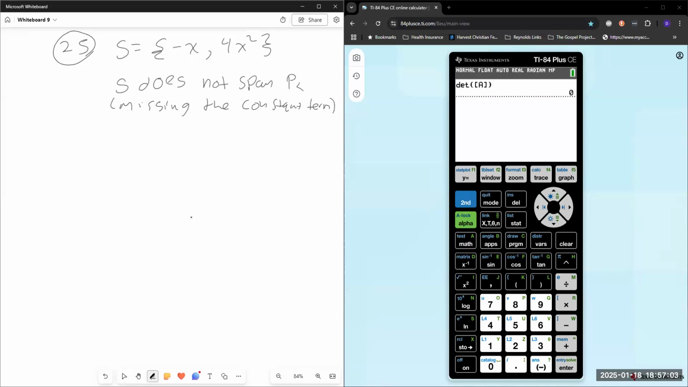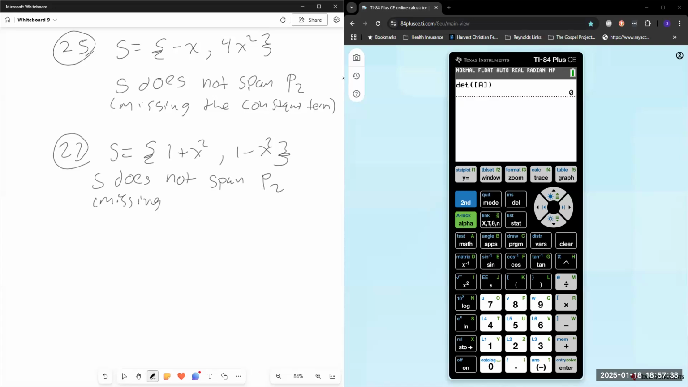All right, let's look at number 27, which also asks us if this spans P2: 1 plus x squared, 1 minus x squared. Now our problem is that we're missing the middle term x. We could possibly get constants, and we could get our x squared term out of this, but S does not span P2. We're missing the middle term.